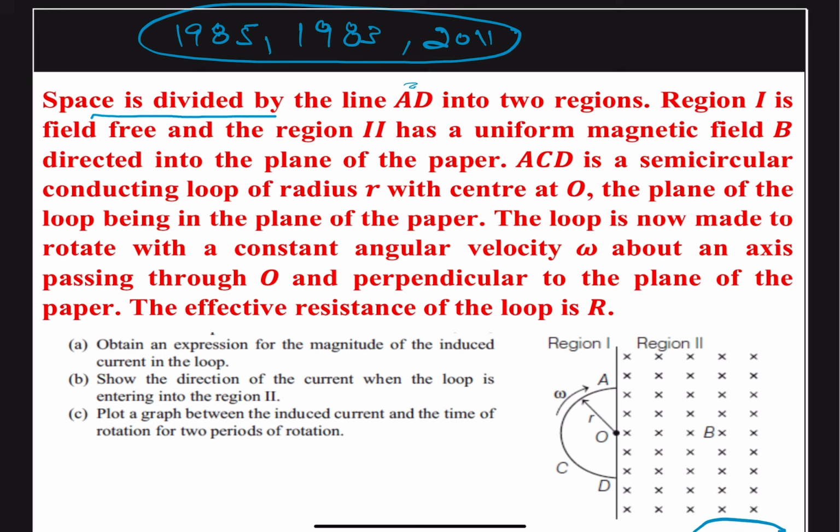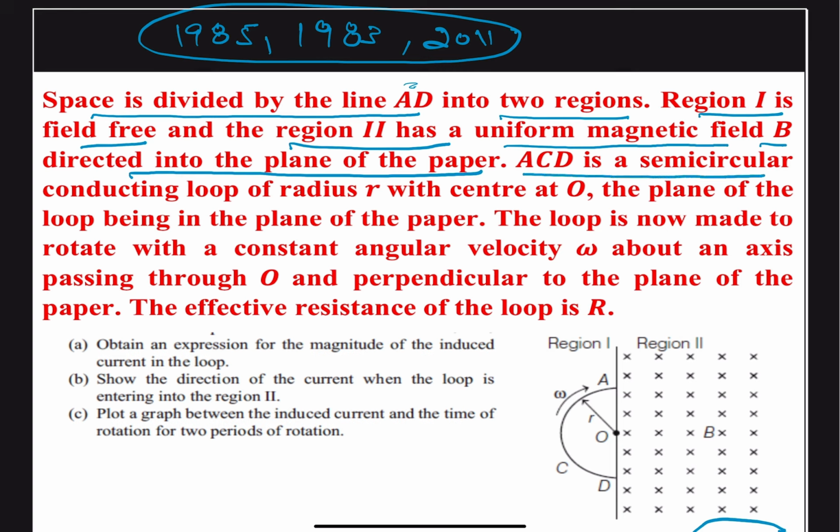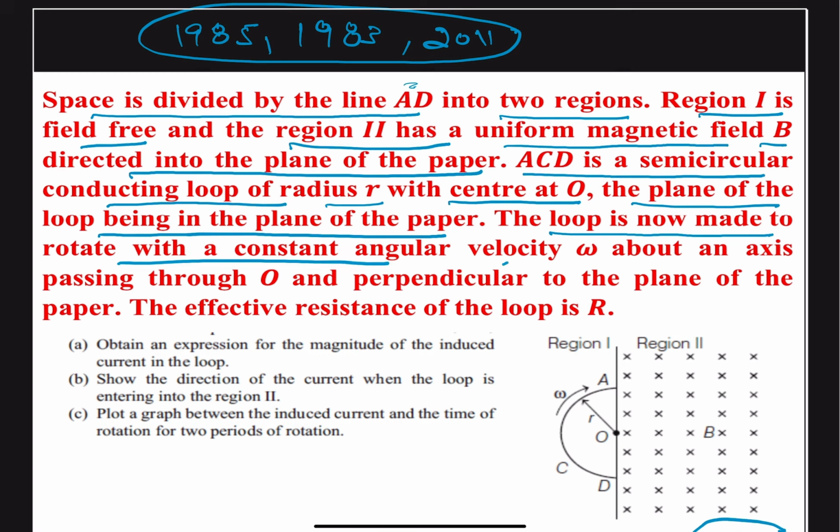Space is divided by line AD into two regions. Region 1 is field free and region 2 has a uniform magnetic field B directed into the plane of the paper. ACD is a semicircular conducting loop of radius r with center at O. The plane of the loop is the plane of the paper. The loop is now made to rotate with a constant angular velocity omega about an axis passing through O and perpendicular to the plane of the paper. The effective resistance of the loop is R.